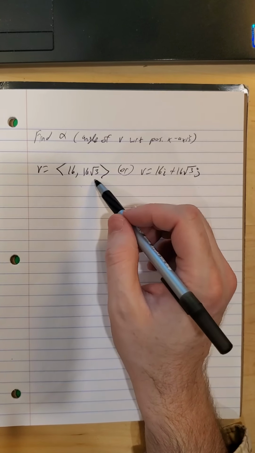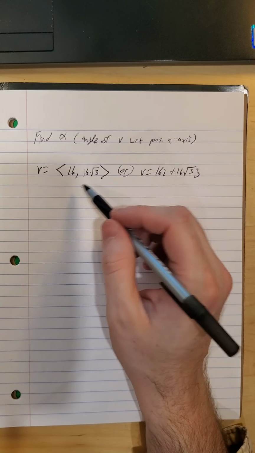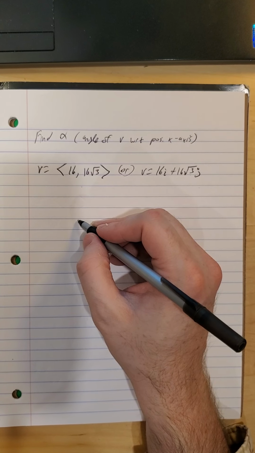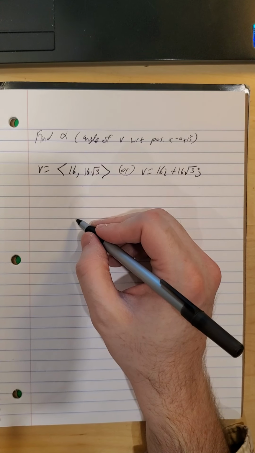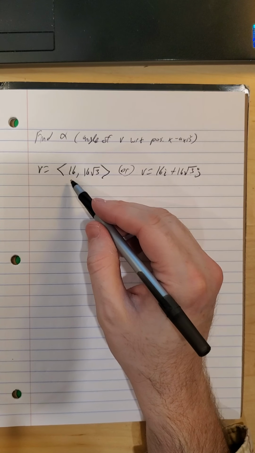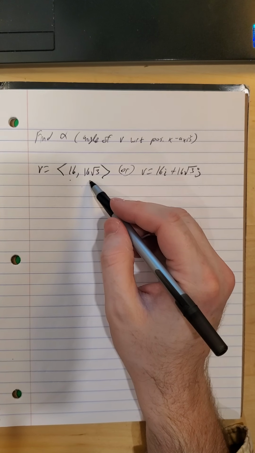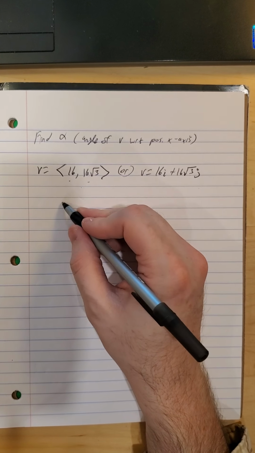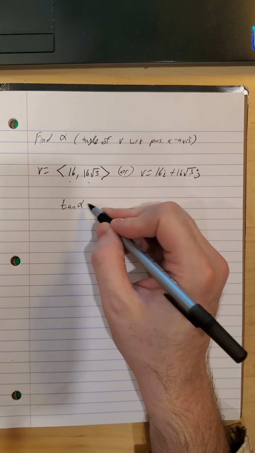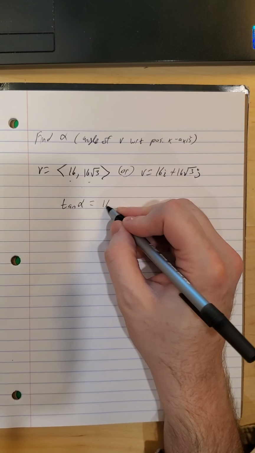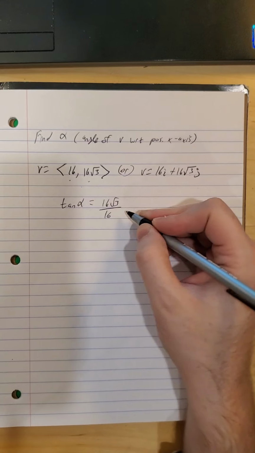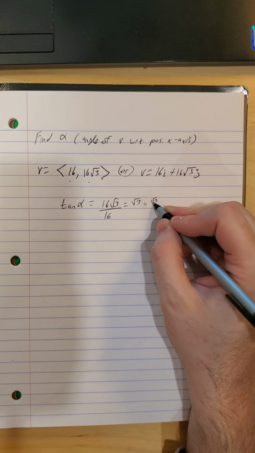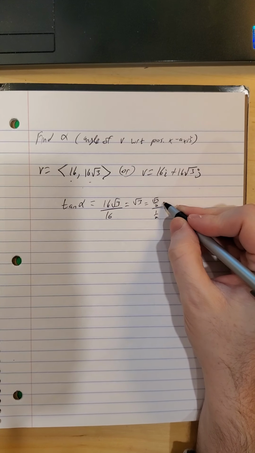So thinking about these as being related to the x and y in terms of direction and distance from the 0, this is basically related to cosine. This is related to sine. So the one thing that takes into account both of those would be tangent. So then the tangent of alpha would be 16 root 3 over 16, which is root 3, which we can turn into root 3 over 2 over 1/2.